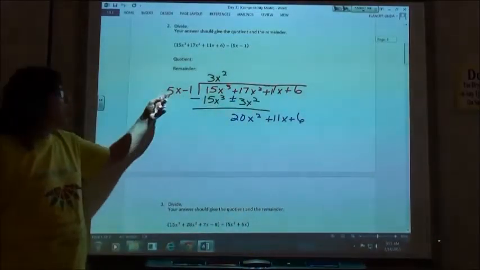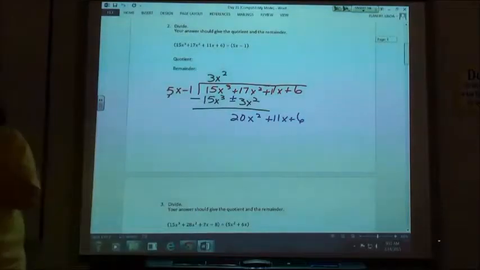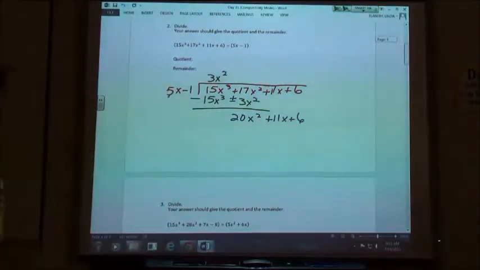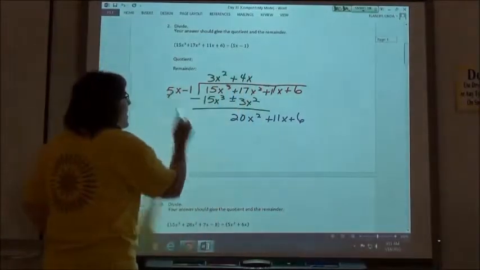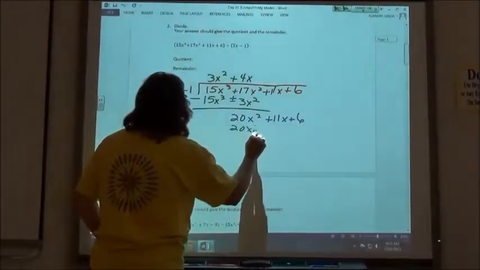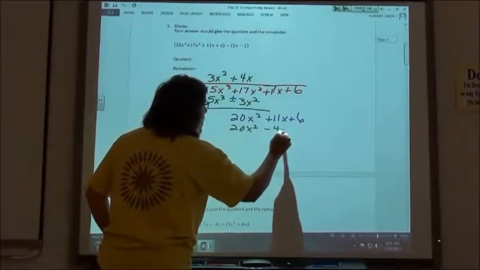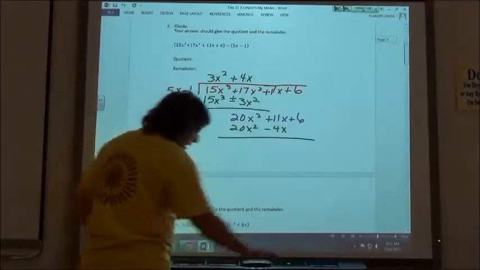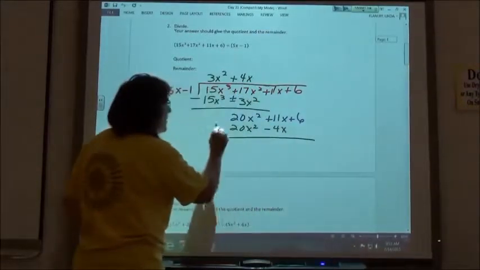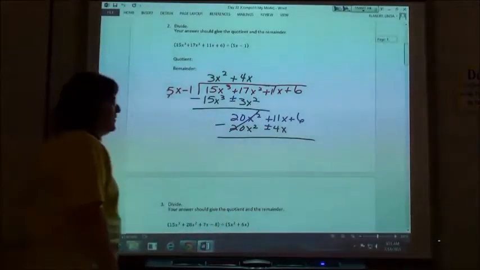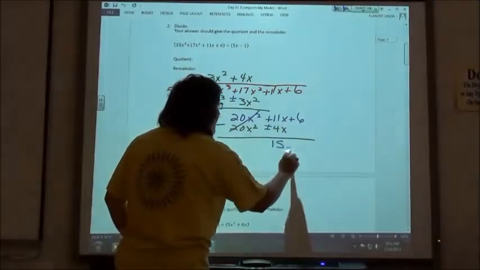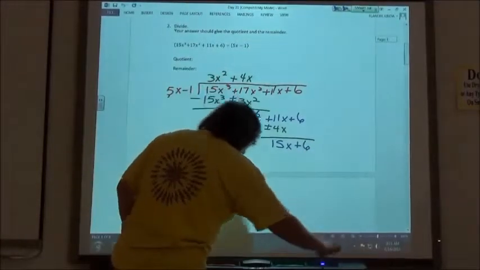So what times 5x gives you 20x squared? Positive 4x. Multiplying that out, we would get 20x squared minus 4x. But then we have to subtract. So we change our signs and we bring down 15x and our plus 6.